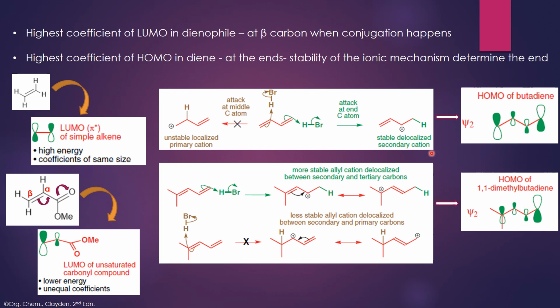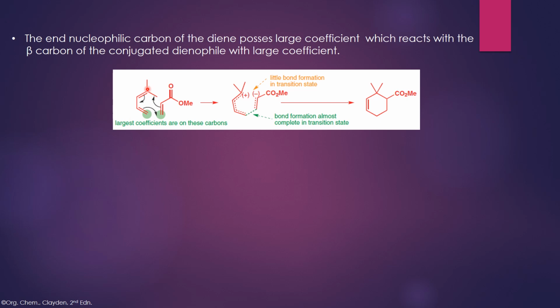So in this slide we have discussed what a coefficient is and how a large coefficient is seen. For a Diels-Alder reaction, we can say that it occurs between the carbon centers of large coefficient: the highest coefficient carbon center of the dienophile and the highest coefficient carbon center of the butadiene interact with each other. For this 1,1-dimethylbutadiene, the highest coefficient is seen here, as we saw in the last slide, and the highest coefficient for the dienophile is seen at the beta carbon atom. For this dienophile, we can see the alpha position, then beta is here.